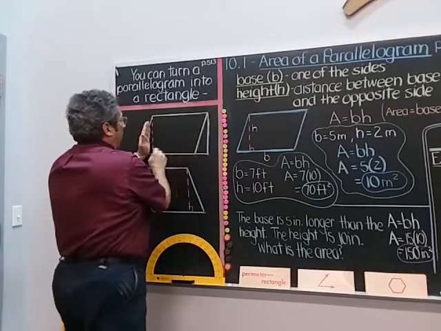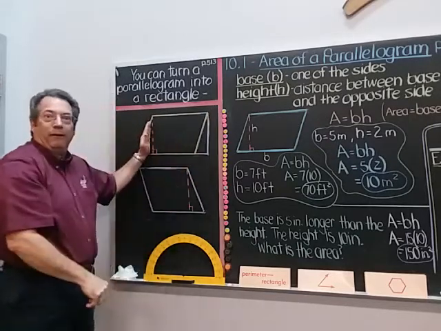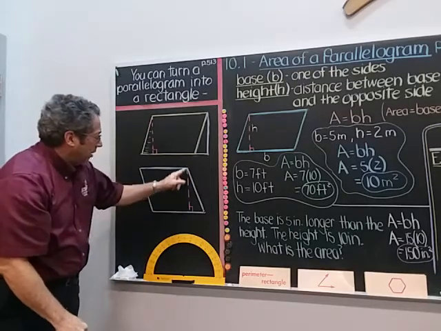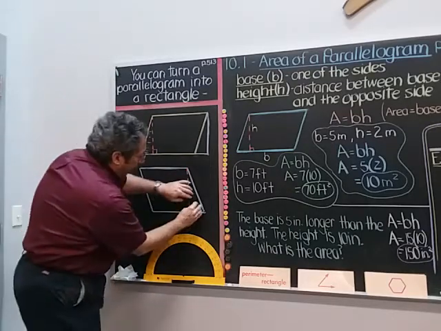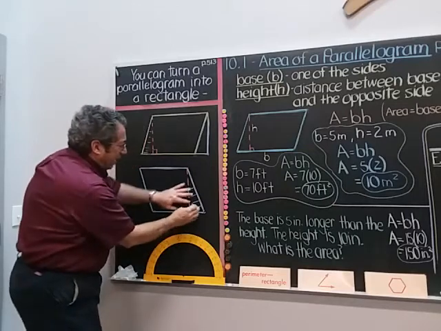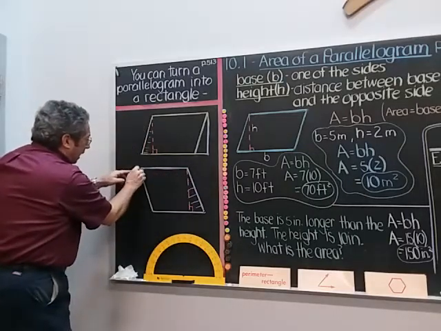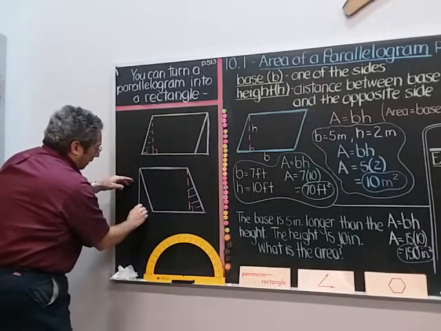What I have now is a rectangle, all right? And you can do that with this one. Here, if I cut along this red line here, I get this triangle right here. If I take that and slide it over to this side, and paste it over here, like this.